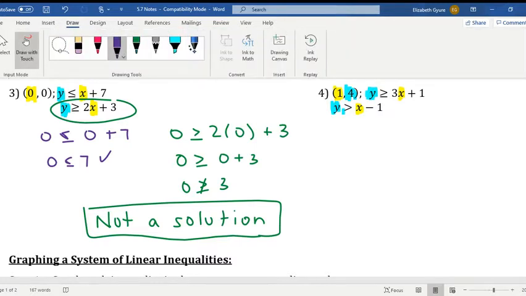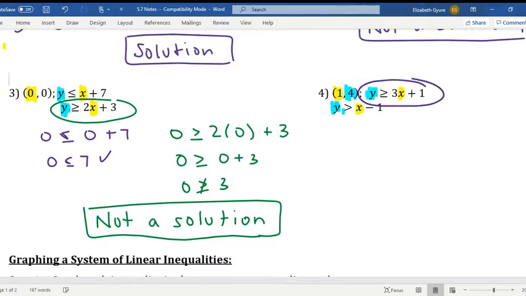So let's take a look at this first inequality. We got y is greater than or equal to 3x plus 1. So somebody help me out. How do you think I could plug this in? Because I'm writing it down for you, but I want to make sure we know where to put everything.